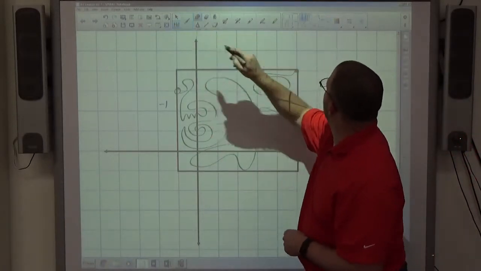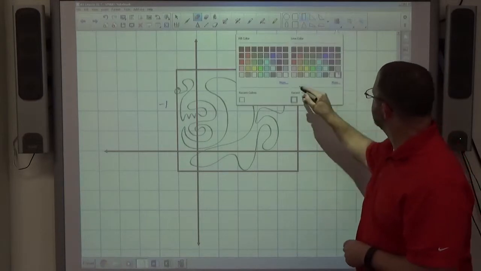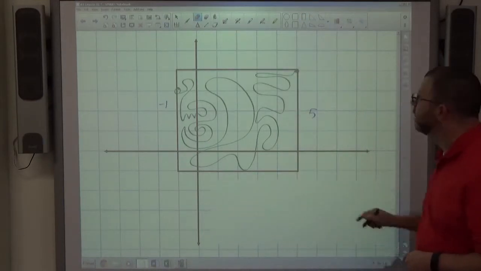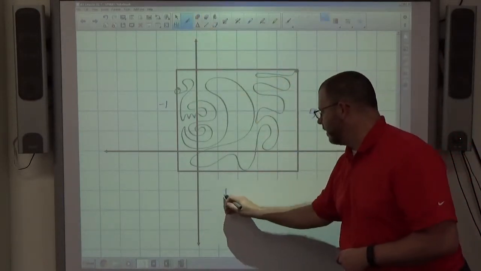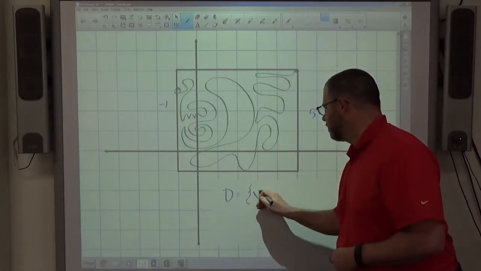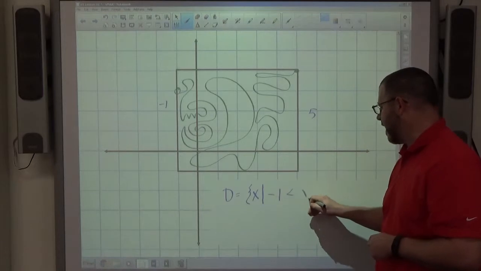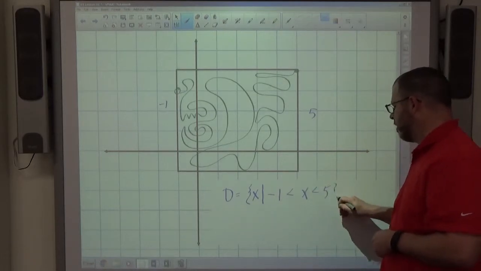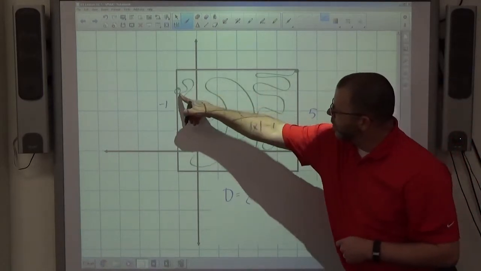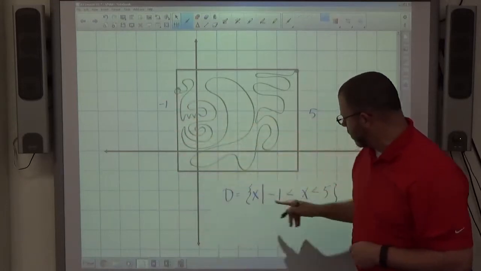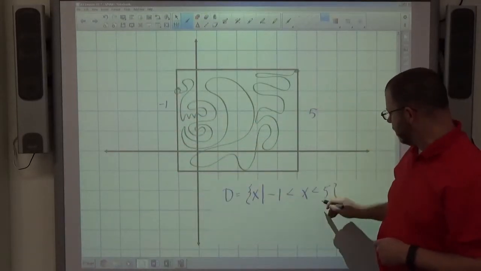So if I'm going to write domain of this thing, the domain equals the set of all x values such that -1 is less than x is less than 5. Start off there. Open circle, no closed circles at all, -1, so just less than, closed circle at 5 equals 2.